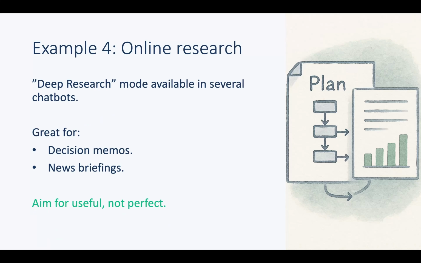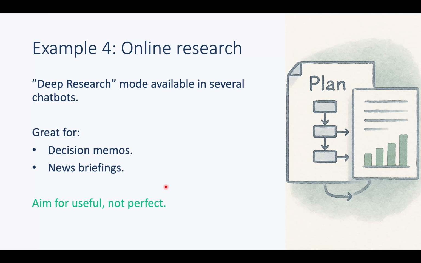So, example number 4. Using AI for online research. A number of chatbots now have something called deep research available as an option you can turn on. That means it goes out onto the interwebs, collects information, makes a plan for how to build a report or summarize the information you're asking for. This is great for making decision memos, having a basic information that you can rely on or start from when making decisions, or just making news briefings, what's going on right now, what is available on the web right now.